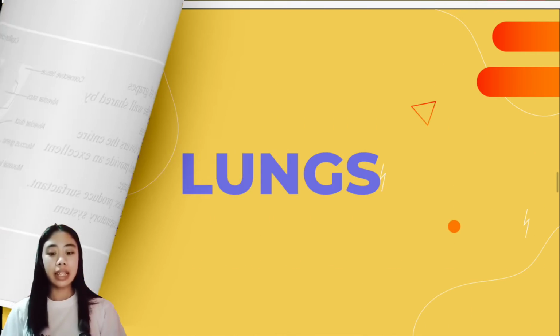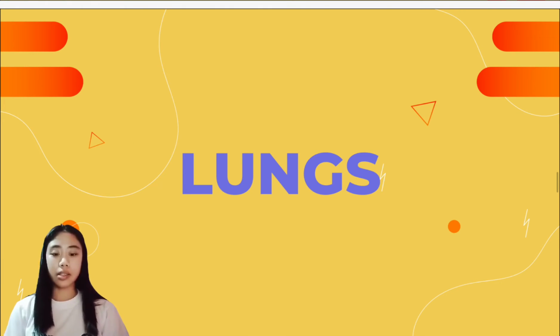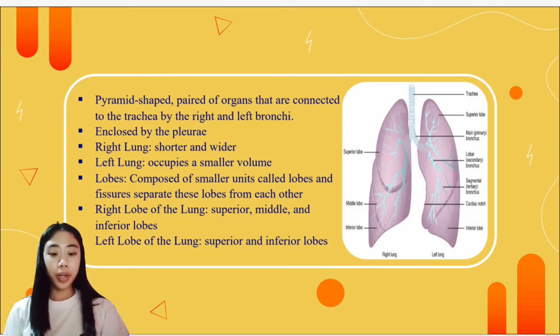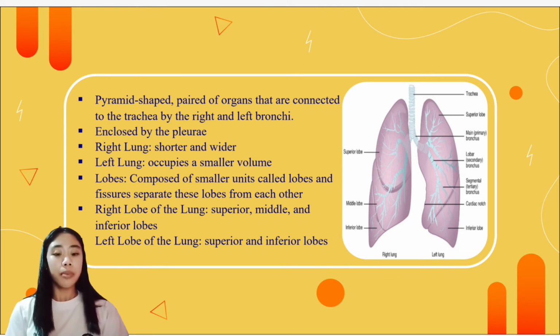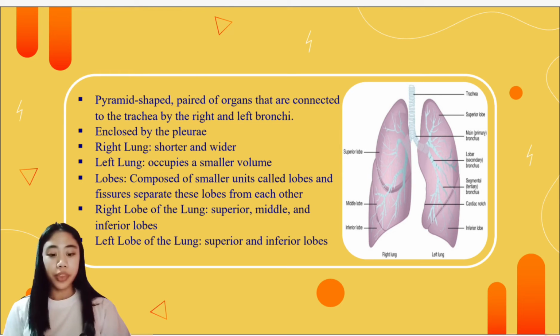So lastly, let's proceed to the lungs. The lungs are pyramid-shaped paired organs that are connected to the trachea with the right and left bronchi. On the inferior surface, the lungs are bordered by the diaphragm. They are enclosed by the pleurae, which are attached to the mediastinum.